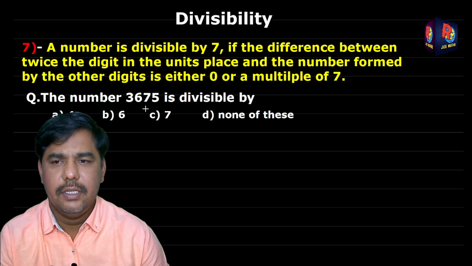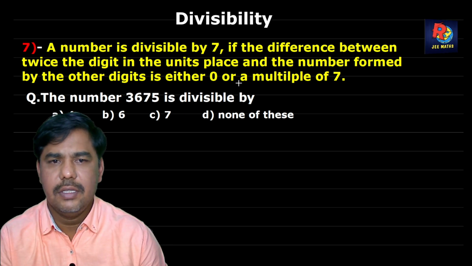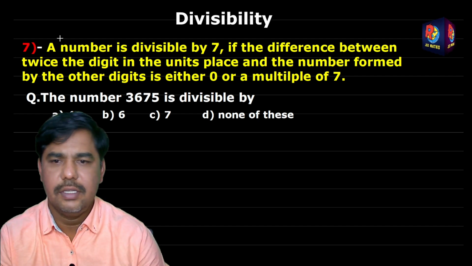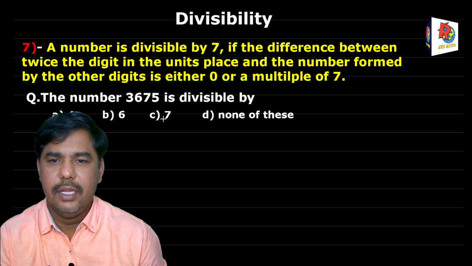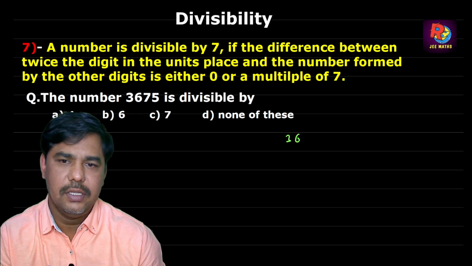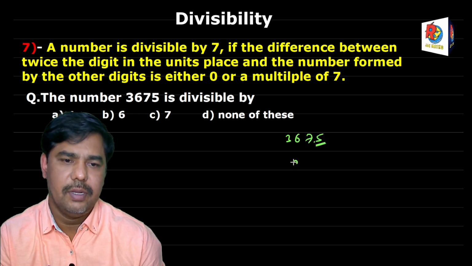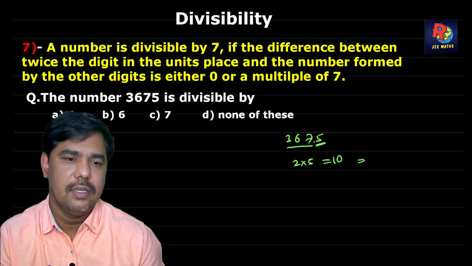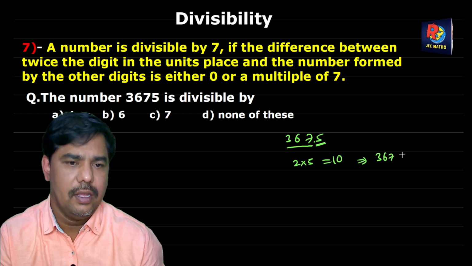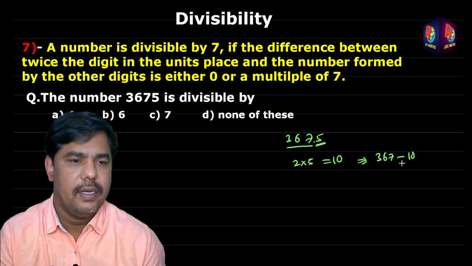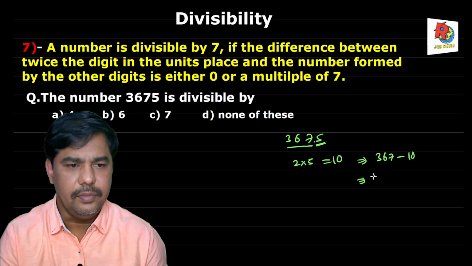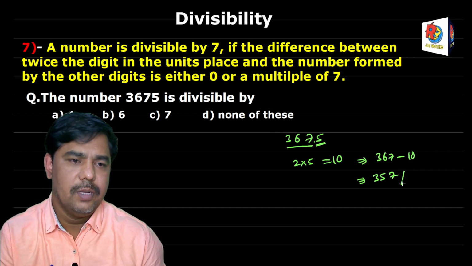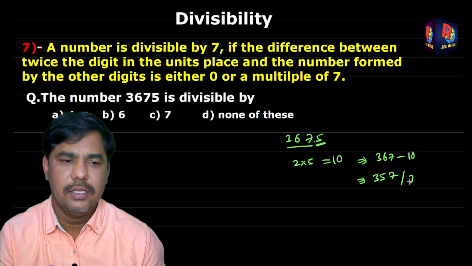Divisible by 7 means you can observe this: the difference between twice the digit in the last unit place and the remaining digits. Take the unit place in 3675. Twice this number, 2 into 5, will be 10, and take the difference with the first 3 digits. So 367 minus 10 will be 357. This 357 is obviously divisible by 7.